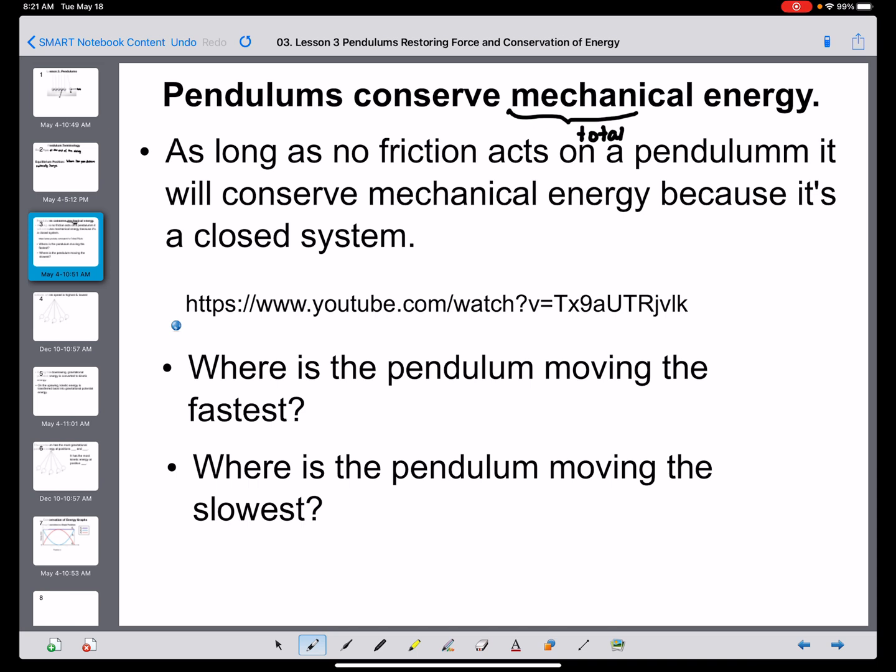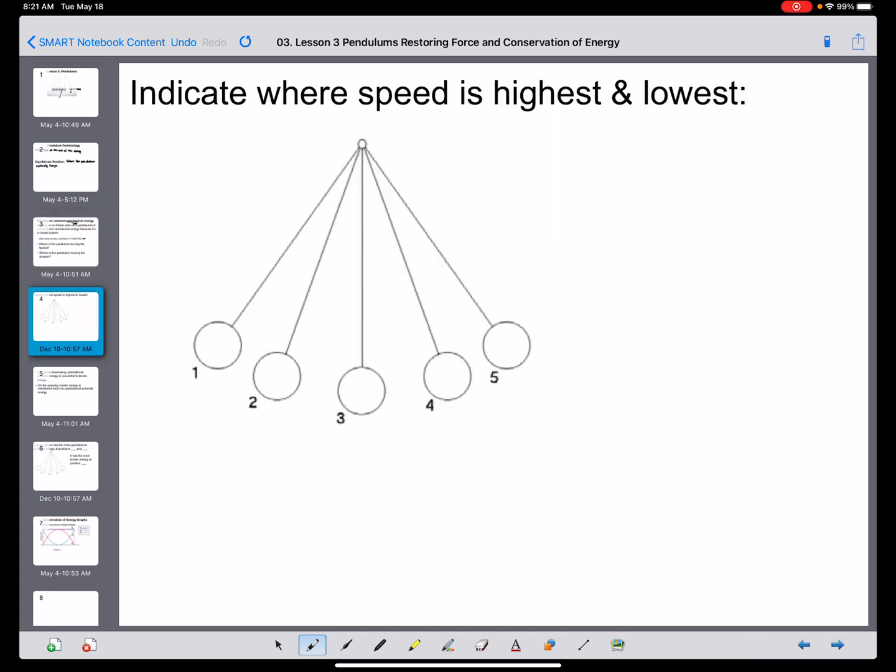So I want you to imagine a pendulum swinging back and forth. You can watch this YouTube video if you want to see a pendulum swinging back and forth, or you can just imagine it. And I want you to think about where is the pendulum moving the fastest and where is it moving the slowest. So here I have a picture of a pendulum. We're going to indicate where its speed is highest and lowest.